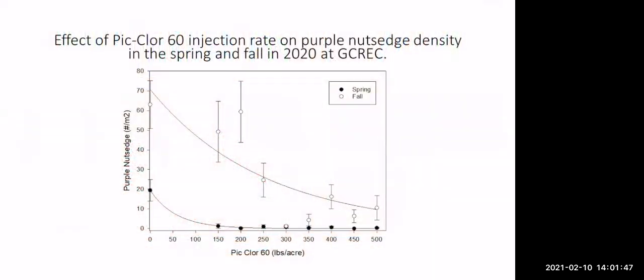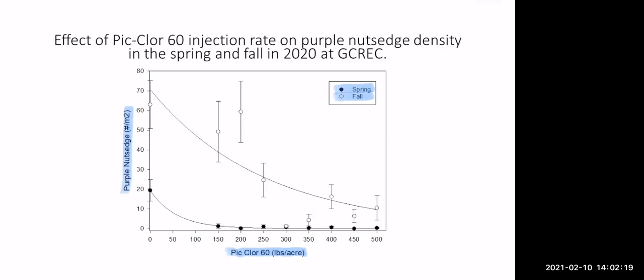The first graph that I want to show you looks at the effects of Pic-Clor 60 rate on purple nutsedge density in the field. If you look at this, the x-axis, the line along the bottom, has Pic-Clor 60 rate in pounds per acre from 0 up to 500 pounds. The y-axis has purple nutsedge density in the number per square meter. The black dots on this graph represent density in the spring, and then the experiment was also conducted in the fall, and that is the clear dots.